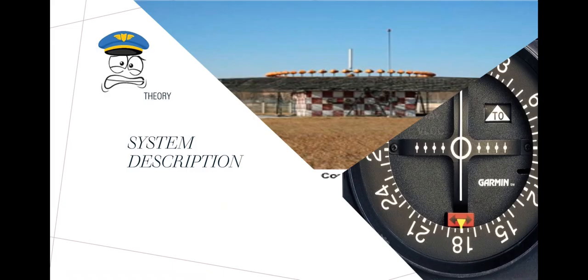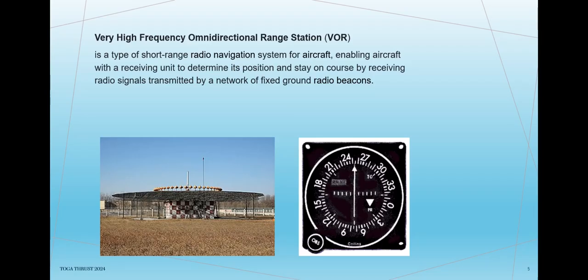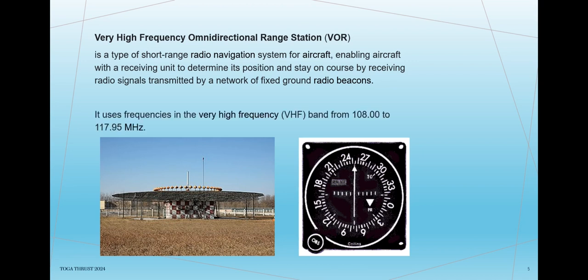Theory. System description. Very High Frequency Omnidirectional Range Station, VOR, is a type of short-range radio navigation system for aircraft, enabling aircraft with a receiving unit to determine its position and stay on course by receiving radio signals transmitted by a network of fixed ground radio beacons. It uses frequencies in the very high frequency, VHF, band from 108.00 MHz to 117.95 MHz.